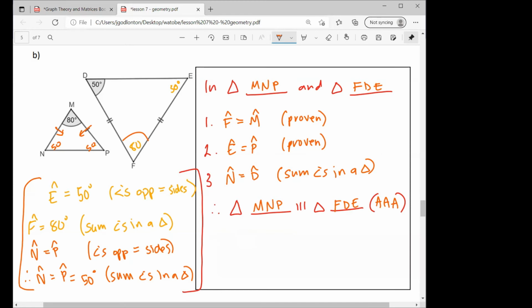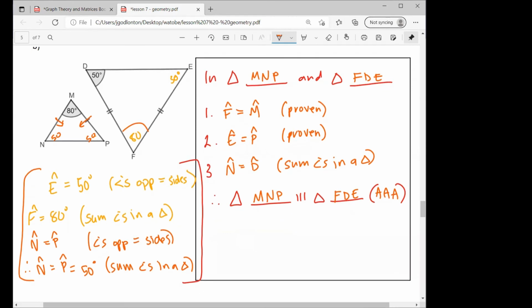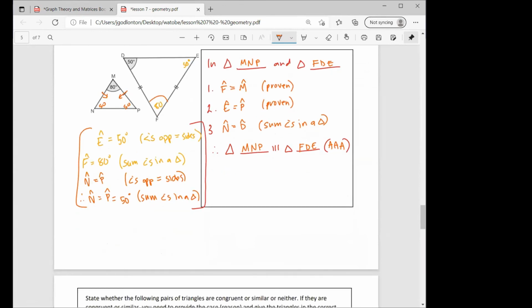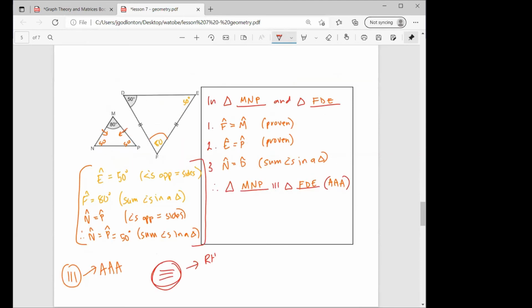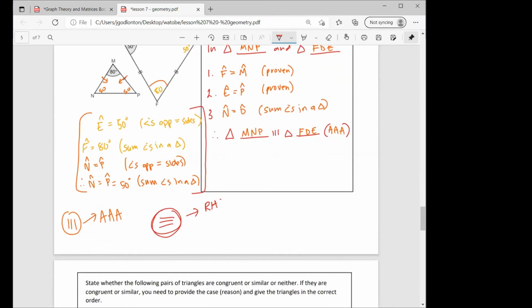What we're going to do now is look at a bunch of different triangles and try to figure out if they are similar or if they are congruent. I'm going to write a couple of things to help us here. If they are similar, the only thing that we're looking for is that they have three angles that are the same. If they are congruent, then we're looking for right angle hypotenuse side, or side angle side, or side side side, or angle angle side. Those are 4 possible reasons if they are congruent.